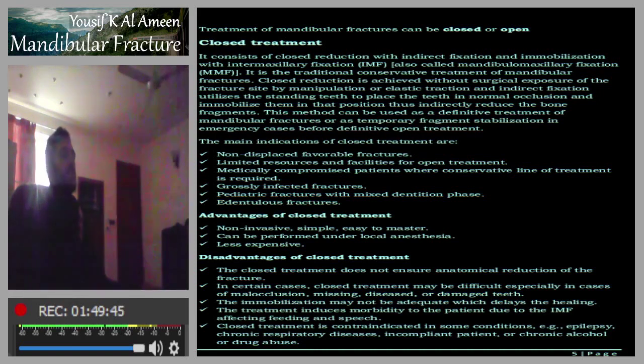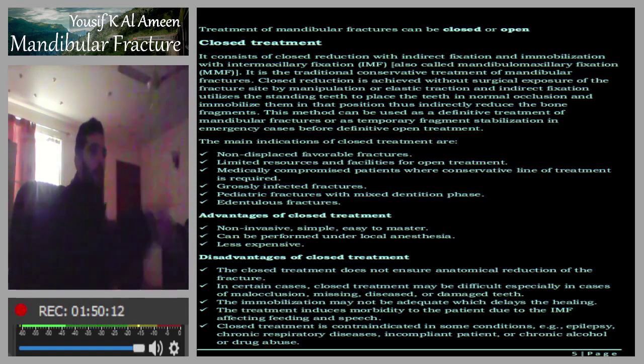The immobilization may not be adequate, which delays the healing. The treatment induces morbidity to the patient due to the intermaxillary fixation affecting feeding and speech. Last point here. Closed treatment is contraindicated in some conditions such as epilepsy, chronic respiratory disease, incompetent patient, or chronic alcohol or drug abuse.